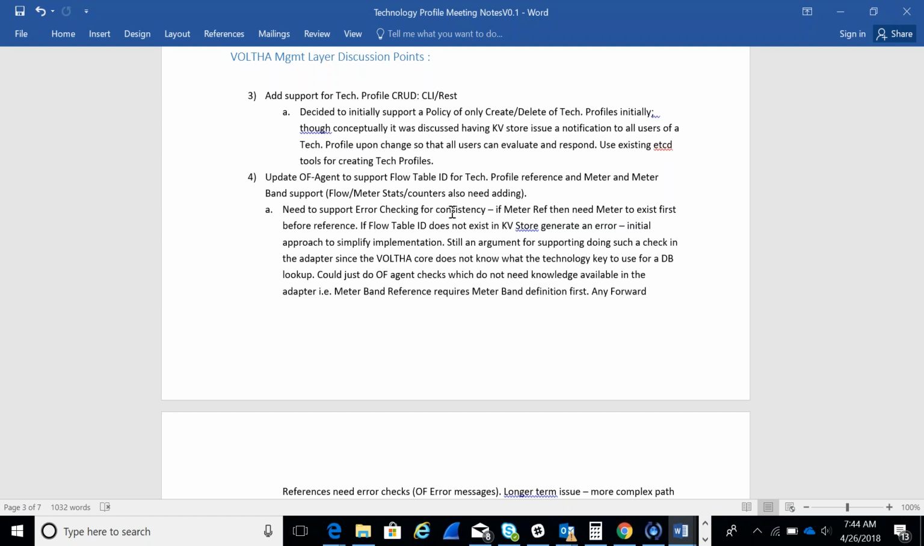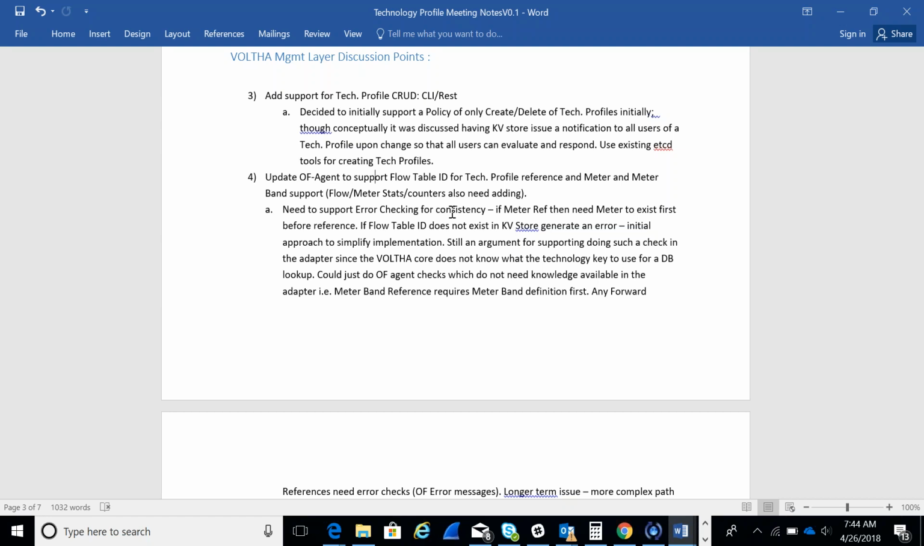The tricky part was the table ID that is used for the profile creation, which potentially exists in the KV store, and so the OpenFlow agent could validate that a particular flow table ID exists in the KV store and generate an error. But the potential ambiguity comes from the fact that we're accessing a particular technology profile based on not only the flow table ID but the technology.